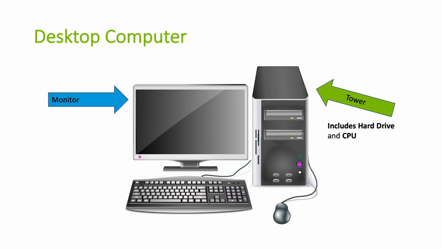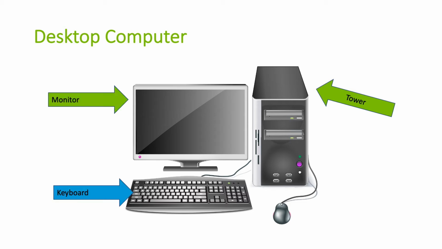The tower contains the hard drive, which is where information is stored. It's like the memory of the computer, so if you save a document or a picture on your computer, it gets saved to the hard drive. The tower also contains the CPU, or Central Processing Unit, which is the brain of the computer.